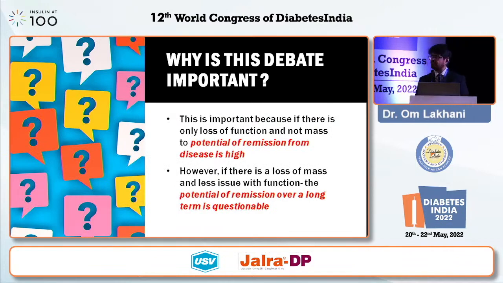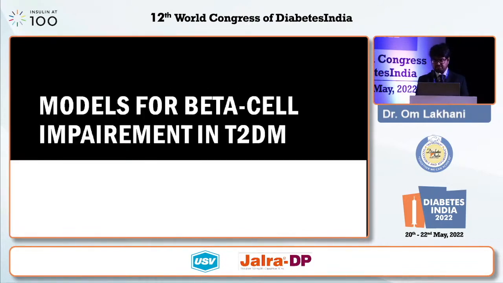This is why it is very important to understand the debate. If the beta cell mass is lost, that is perhaps permanent, and that means there is perhaps nothing like diabetes remission in the true sense. Whereas if the problem is in beta cell function, perhaps there is a potentiality of diabetes remission, and that is what recent trials like the DiRECT trial have shown.